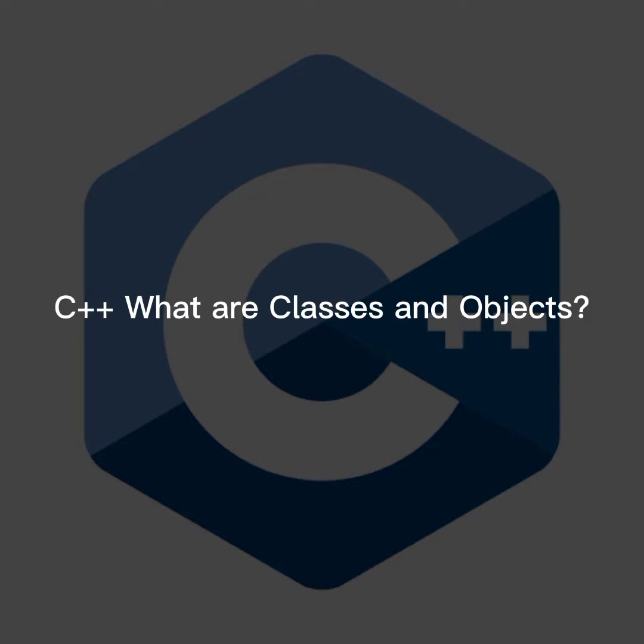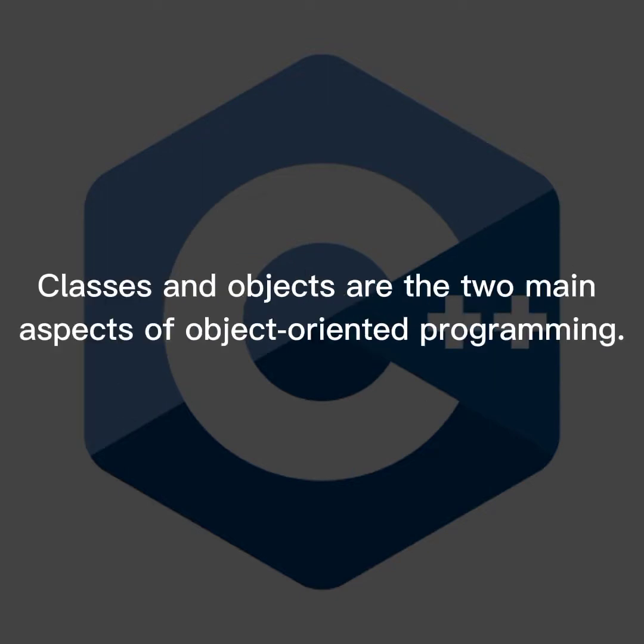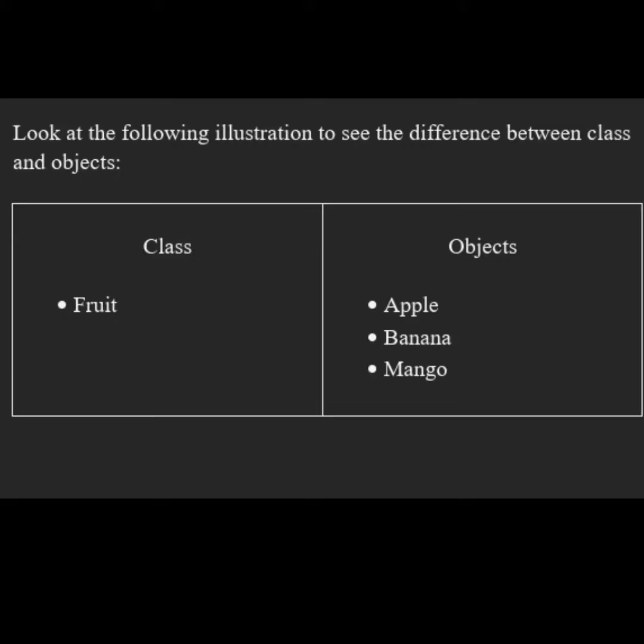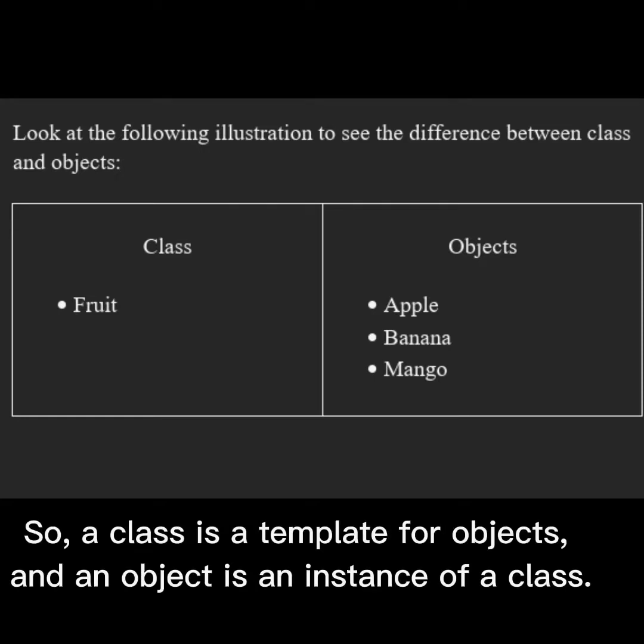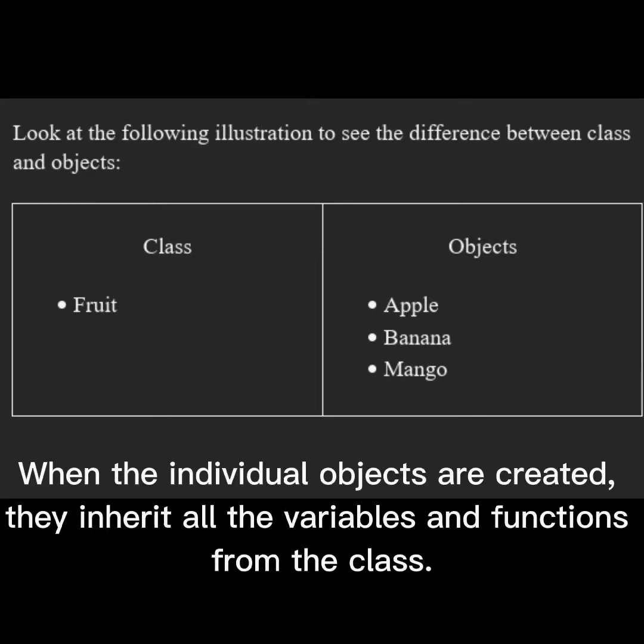C++. What are classes and objects? Classes and objects are the two main aspects of object-oriented programming. Look at the following illustration to see the difference between class and objects. So, a class is a template for objects, and an object is an instance of a class. When the individual objects are created, they inherit all the variables and functions from the class.